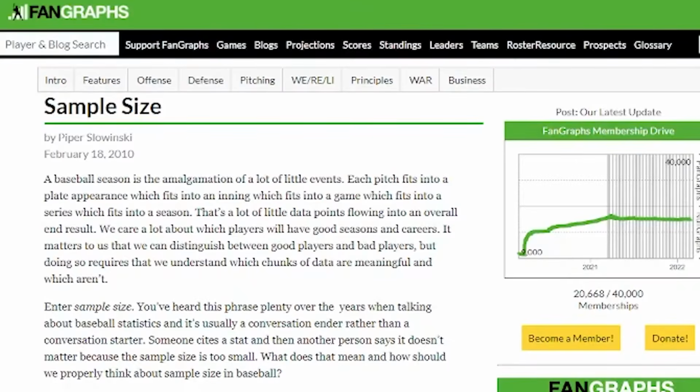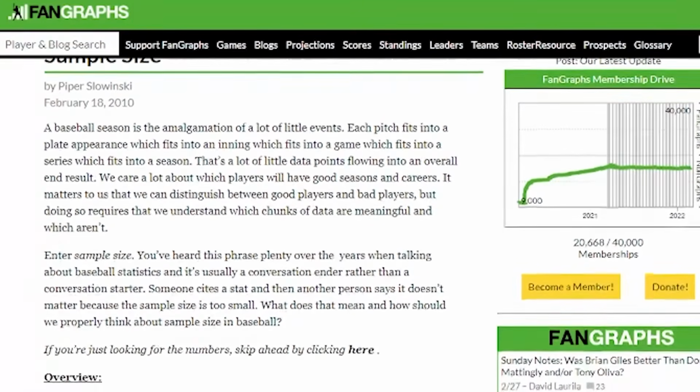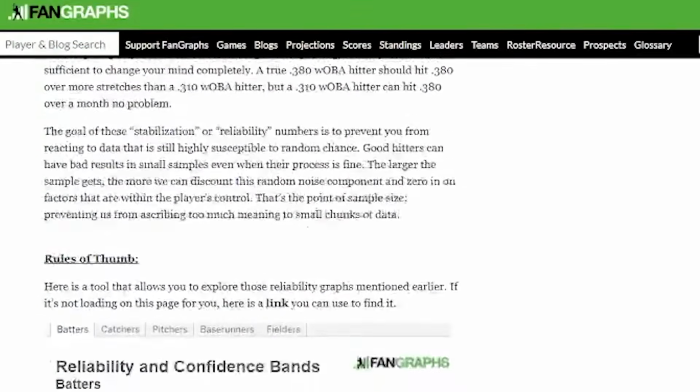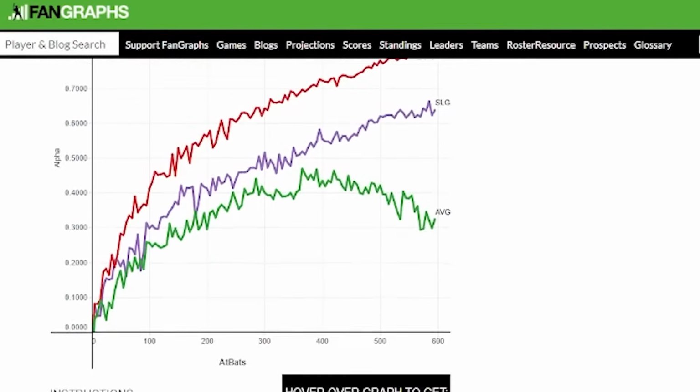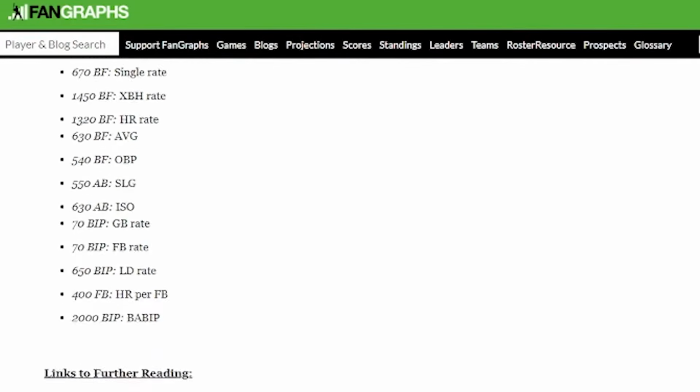I can't begin to pretend to understand all of the math that goes into figuring out how many plate appearances need to happen before you can start trusting a stat, but there are people who have figured this out, and I've linked to an article in the description that should serve as a good starting point if that's a rabbit hole you want to go down. All right, let's go on to pitching rate stats.